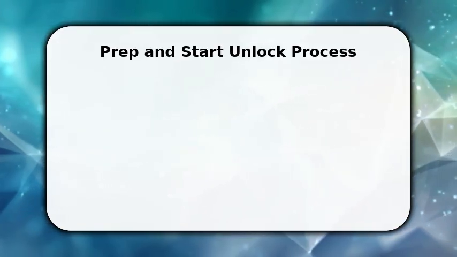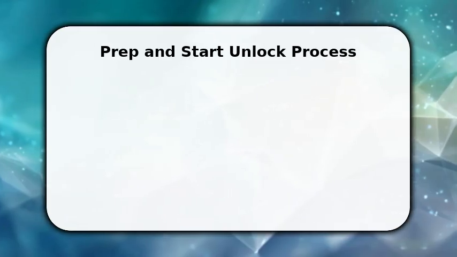You begin by preparing the device. Confirm model and bootloader state, ensure battery is at least 50%, and back up everything. Then enable developer options, toggle USB debugging, and turn on OEM unlock. These allow the PC to send unlock commands.